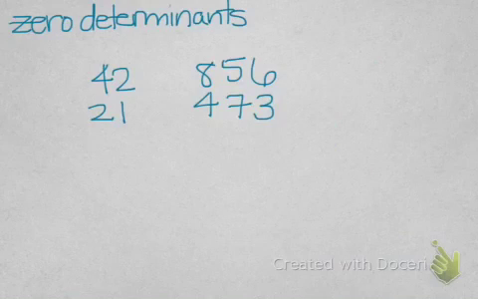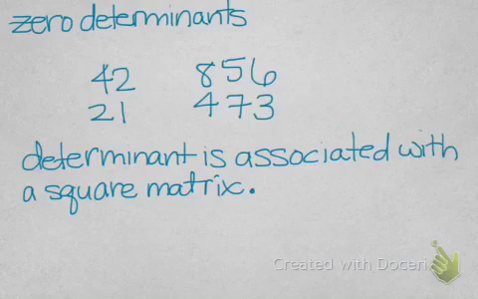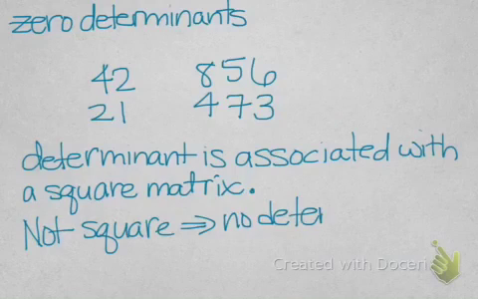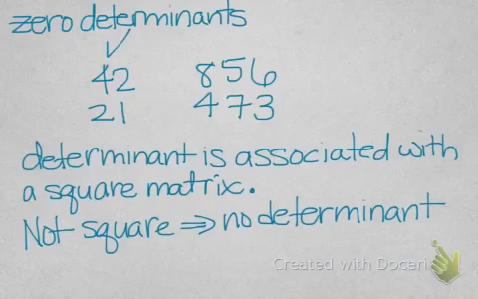And here you have two matrices of numbers. A determinant is associated only with a square matrix. So when we look at these two matrices, the first one is a 2 by 2 and the second one is a 2 by 3. If it is not square, there's no determinant. So the first one is a square matrix, so it does have a determinant. The second one is not square, so it will not have a determinant.